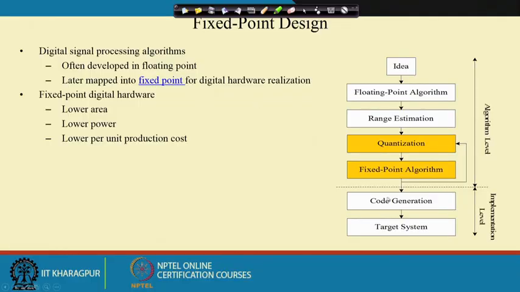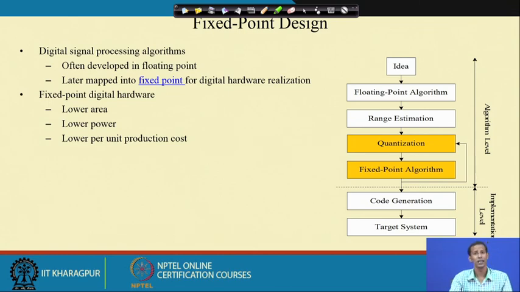So, the next step, whenever you have your fixed point algorithm ready, is that your algorithm is now ready for code generation in terms of HDL. And if you have any targeted system, as we have seen, we can go for full custom, semi custom, or FPGA based design. Any of these target systems, based on that, now you can go for the implementation part.